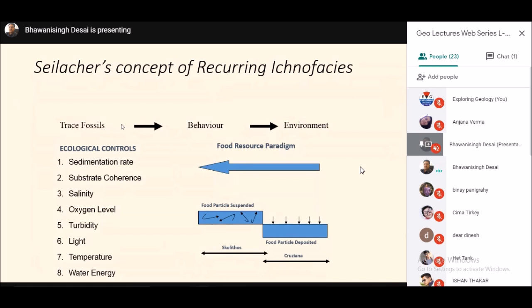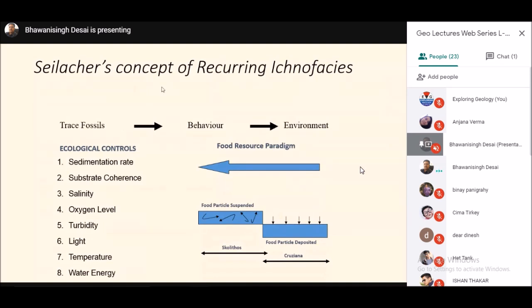For example, take our own example. Suppose I am staying in a very stressful environment, like in the office or everywhere, what will happen? My behavior will change. I will be more aggressive, I will be more frustrated. And then what will happen? It will be reflected in the imprints that I leave. A similar thing also happens with invertebrate animals. So what Seilacher gave is a very classical study of the linkage between trace fossil behavior and environment.